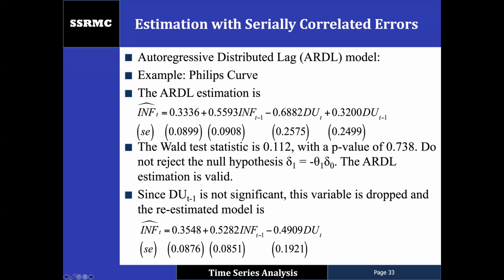And we do not reject the null hypothesis, which means the assumption is valid that supports the estimation of this model in such a way. And once you have this, you can go a step further by improving your model by removing this DUT minus 1, which is insignificant, to further improve your model.